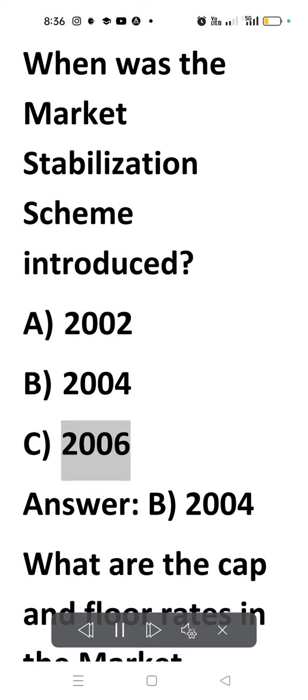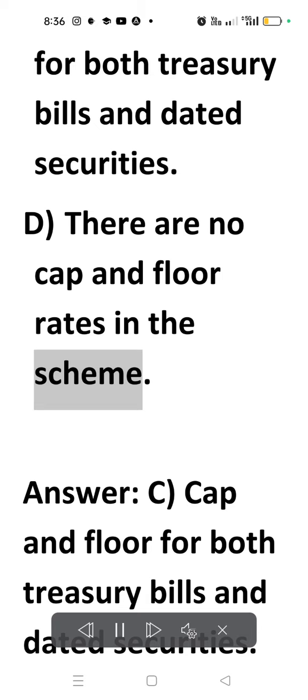A. Cap for treasury bills and floor for dated securities. B. Cap for dated securities and floor for treasury bills. C. Cap and floor for both treasury bills and dated securities. D. There are no cap and floor rates in the scheme. Answer: C. Cap and floor for both treasury bills and dated securities. What is the purpose of the ways and means advances?